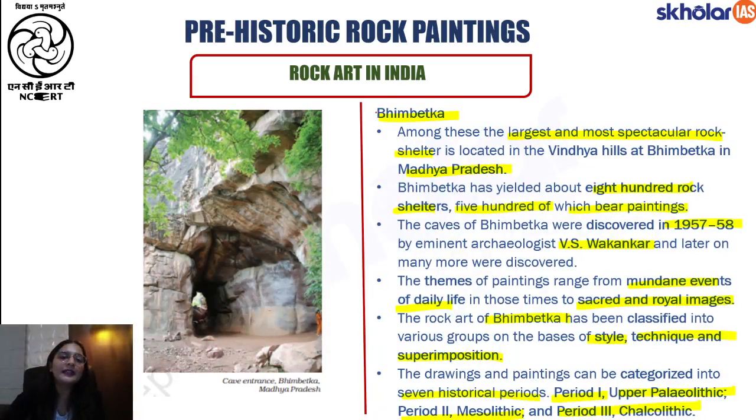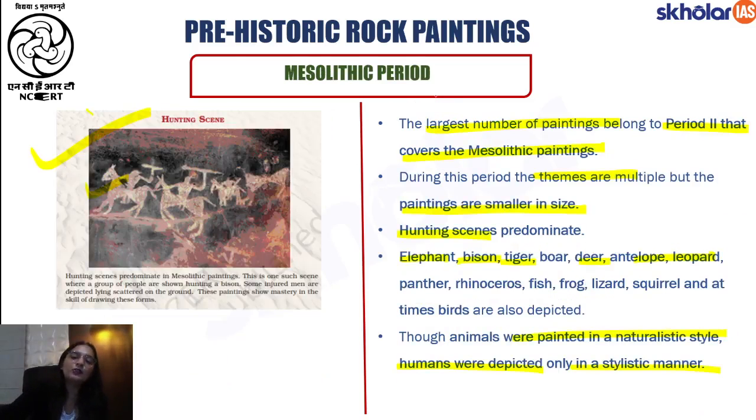Then students, we had taken in detail the example of the Bhimbetka rock shelters that are located in Madhya Pradesh, because this is one area wherein a lot of rock art has been found, a rich rock art has been found, and this gives us very important insights into the lifestyle of the Mesolithic people in our country. We have also understood that who discovered these rock art, that is V.S. Wakankar, and apart from that we have understood the different categories in which the Bhimbetka rock art has been divided.